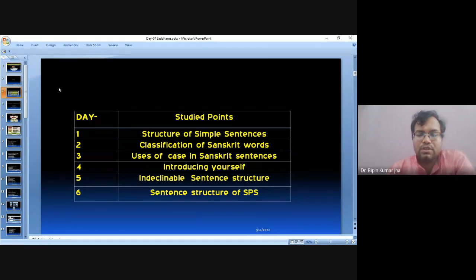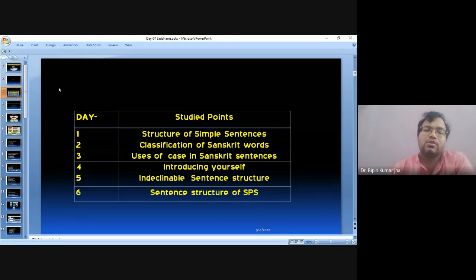On the fourth day we studied how to introduce myself. Okay, and I gave some structures so that you will be able to understand how to introduce yourself. For example, you need to express your views. Before that, you express what your name is, what your father's name is, and other relatives, and where you have studied, about your education. So all these things we studied in the fourth class.